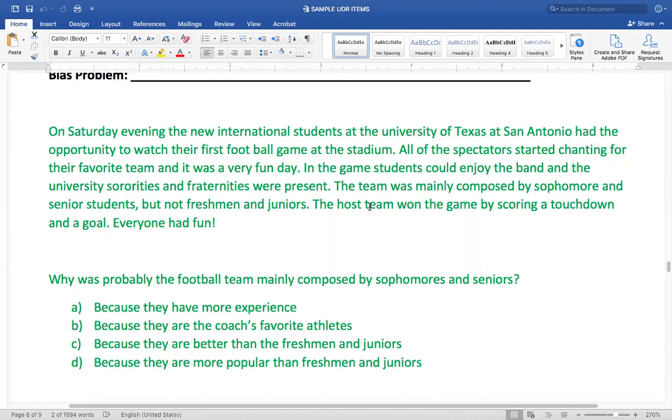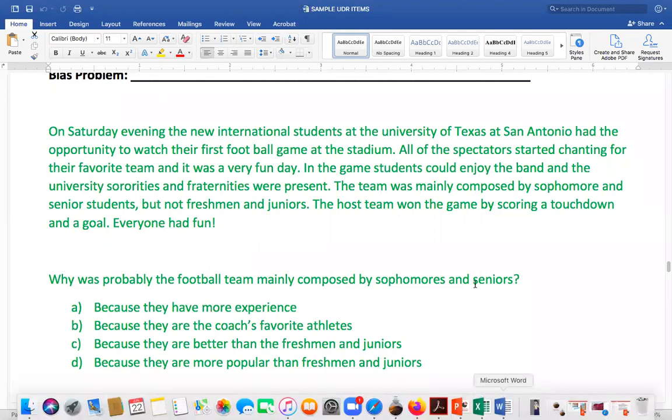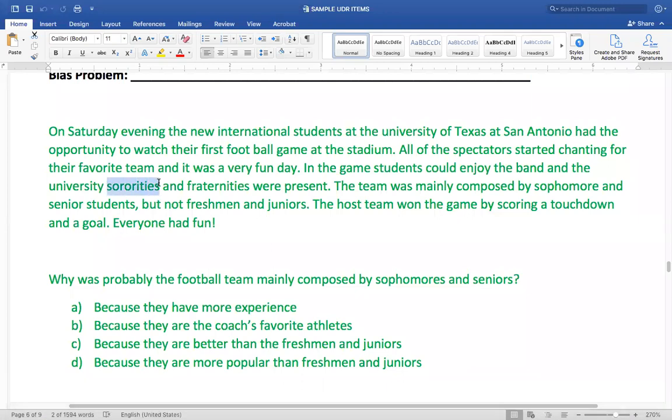Another thing that I see, look at the vocabulary. Probably not all new arrivals to the US may know what a sorority is. They may not know what a fraternity is, right? Also vocabulary such as sophomore and senior students, freshmen and juniors. So unless you basically live in the US and have gone to middle or high school, especially high school or college, you may not know the classification of what is a sophomore versus a senior, freshman, and a junior, right?